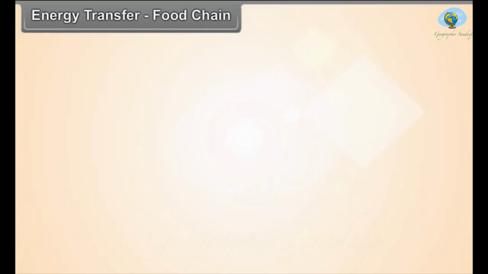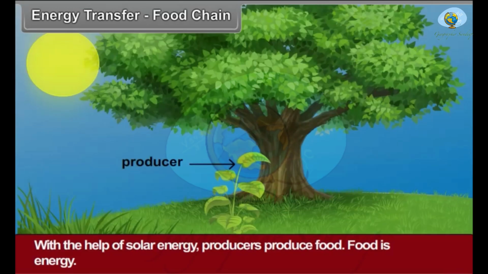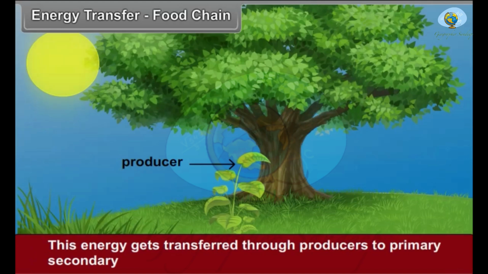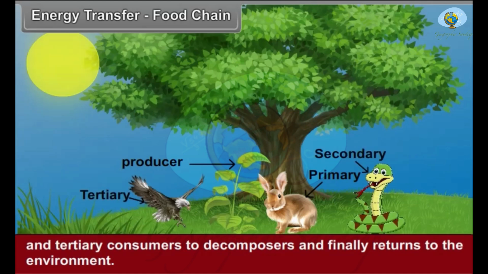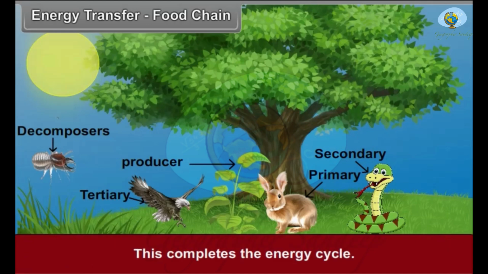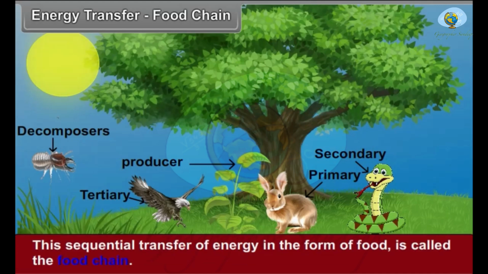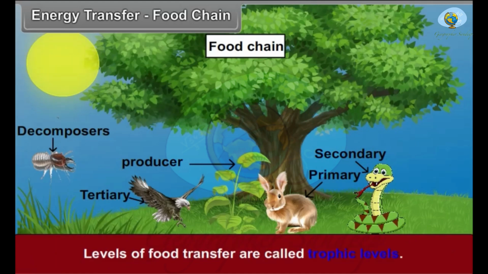Energy transfer, food chain. With the help of solar energy, producers produce food. Food is energy. This energy gets transferred through producers to primary, secondary and tertiary consumers to decomposers and finally returns to the environment. This completes the energy cycle. This sequential transfer of energy in the form of food is called the food chain. Levels of food transfer are called trophic levels.